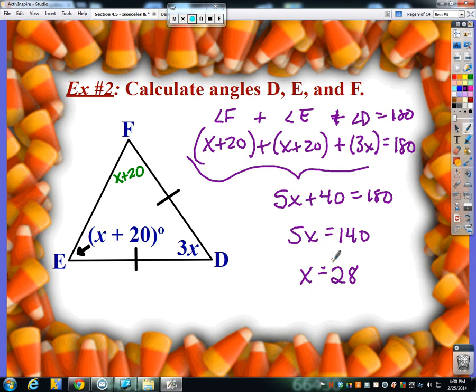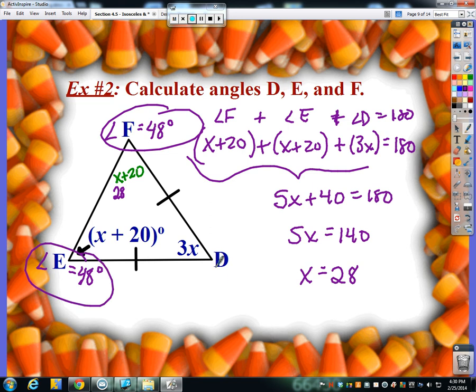Now, I don't stop there. It didn't just say solve for x. It said, what are actual angles D, E, and F? So now I get to plug them back in. So angle F, if I put in 28 for x, I get angle F is 48 degrees. And angle E is also 48 degrees. And angle D is 3 times 28, which would give me 84 degrees. And there are my 3 answers that I'm looking for.